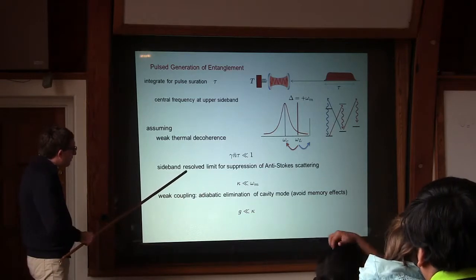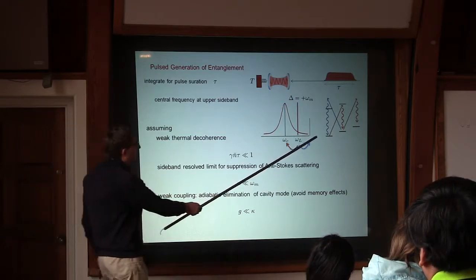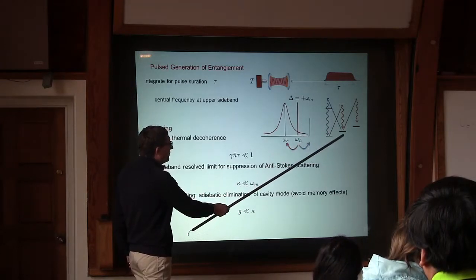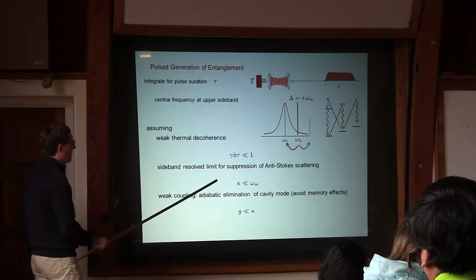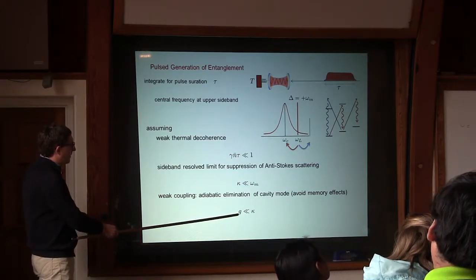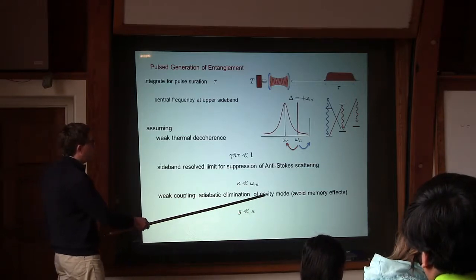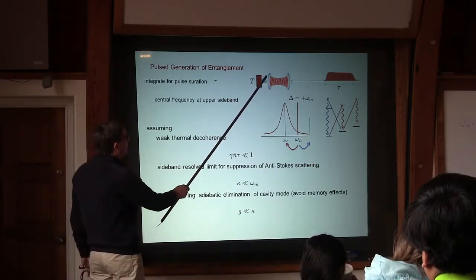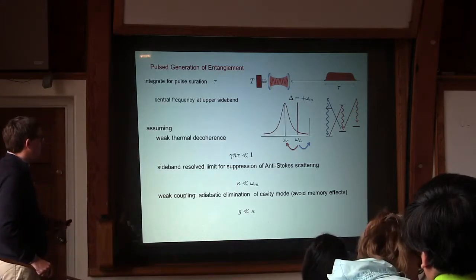We want to be in the resolved sideband limit, meaning that the cavity line width should be smaller than the mechanical frequency because we really want to select one of these processes, the Stokes scattering, and we don't want to see the Anti-Stokes scattering, and this suppression is given by this sideband resolution parameter. And we also want to be in the limit of a weak coupling where the optomechanical coupling is smaller than the cavity line width in order to avoid that the intracavity mode actually takes part of the game. So we want to generate entanglement or correlations between the mirror and the outside field, the pulse being reflected off the cavity.